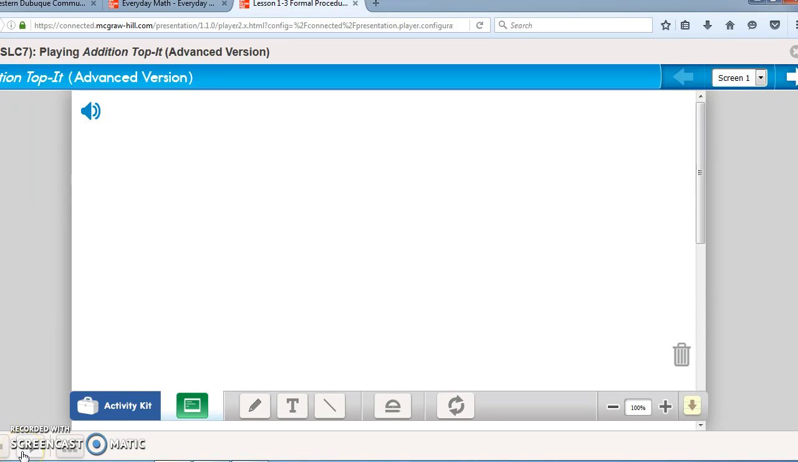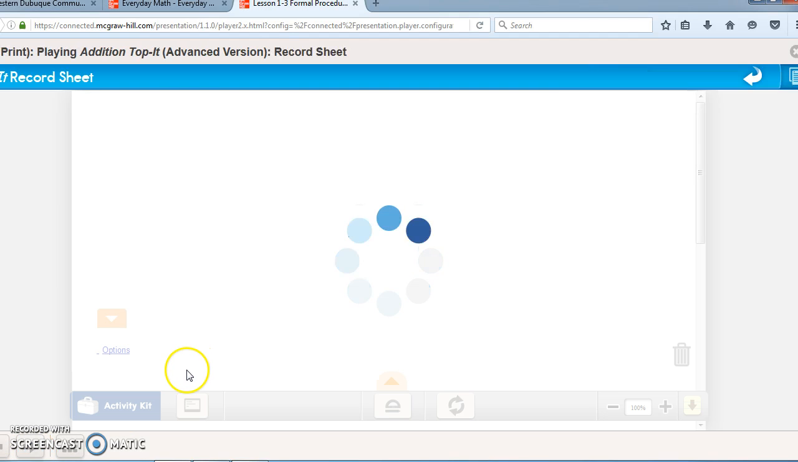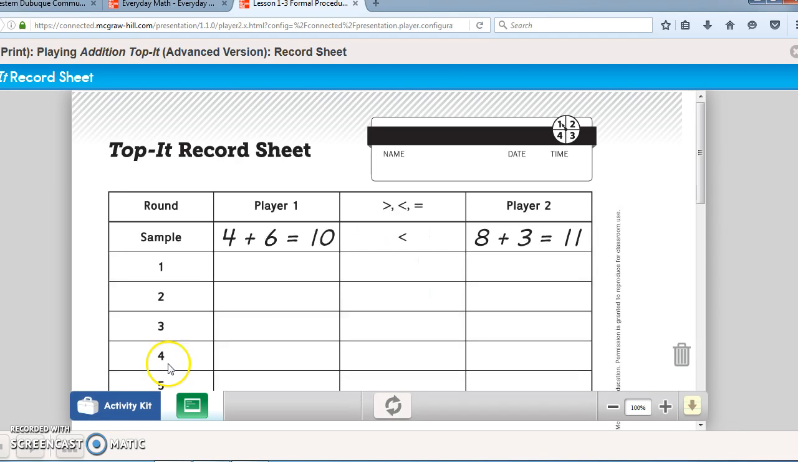Addition Top-It. There's an advanced version. Student Reference Book, page 275, and Math Masters page G2 should be in your file. Again, play the game and then move on. This is your Top-It record sheet for your addition Top-It practice.